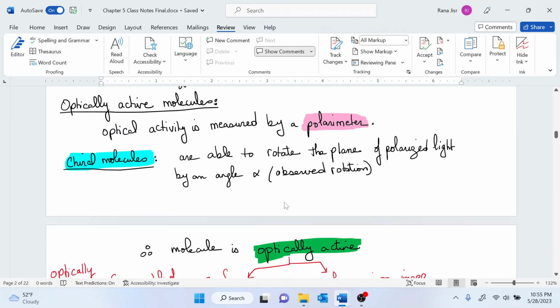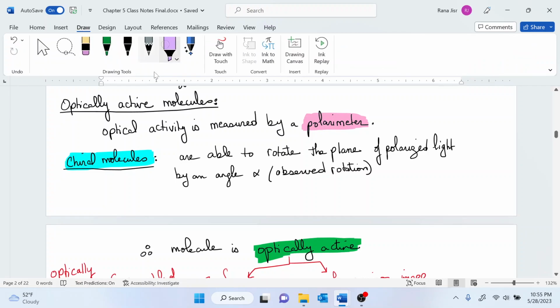Another term to define is optical activity. A compound is said to be optically active if it is chiral, meaning if it has a mirror image. So every compound that has a mirror image is considered to be a chiral compound, and that chiral compound is optically active. Now, the optical activity is measured by an instrument which is called a polarimeter.